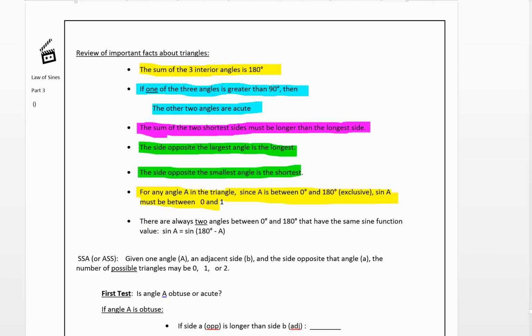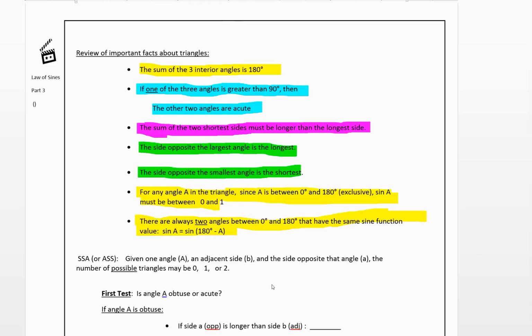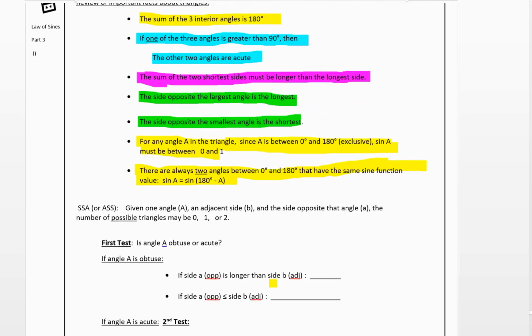Okay, and then it says there are always two angles between 0 and 180 degrees that have the same sine function. Those angles would have the same reference angle. What we're saying here is, if we take any of these angles, like 30 degrees has sine of 1/2. Well, 150 degrees also has sine of 1/2. Sine of 45 degrees is square root of 2 over 2. Well, so is sine of 135. And sine of 60 is square root of 3 over 2, and so is sine of 120 degrees. So that's what we're saying.